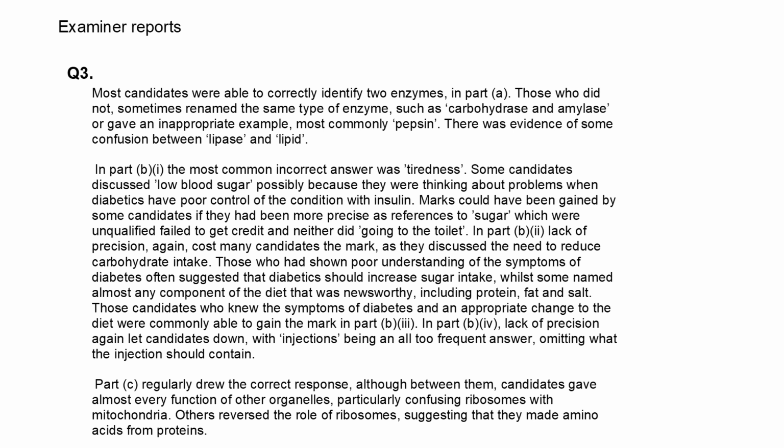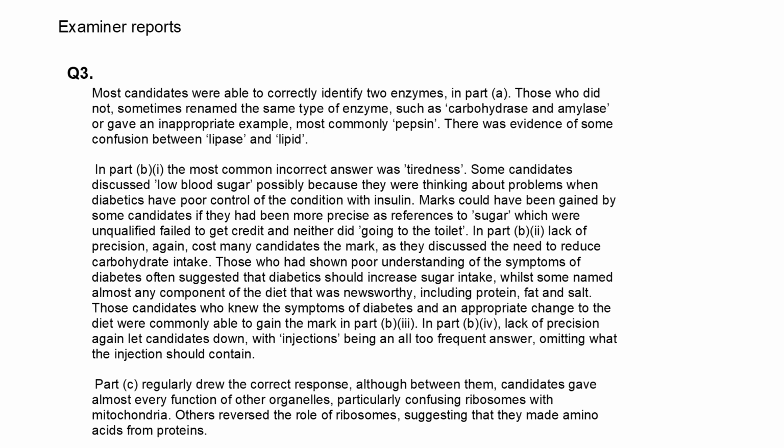In part B2, lack of precision again cost many candidates the mark as they discussed the need to reduce carbohydrate intake. Those who had shown poor understanding of the symptoms of diabetes often suggested that diabetics should increase sugar intake, while some named almost any component of the diet that was newsworthy, including protein, fat, and salt. Those candidates who knew the symptoms of diabetes and an appropriate change to the diet were commonly able to gain the mark in part B3.